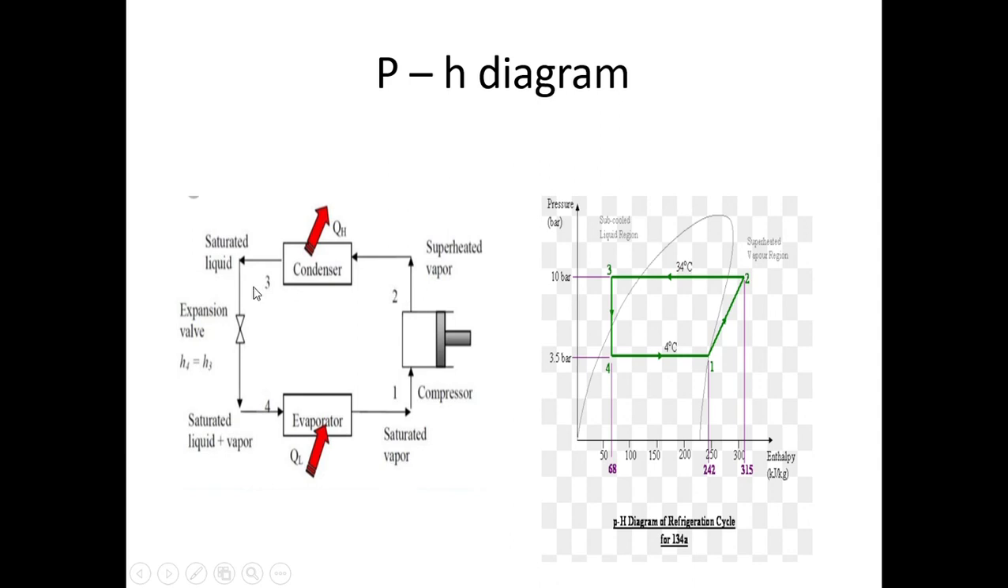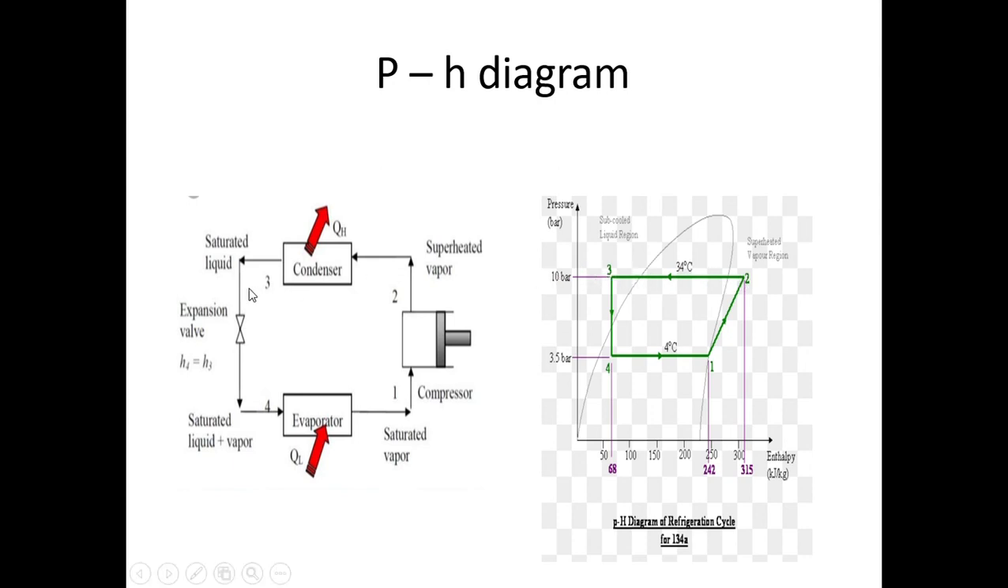Then 2-3 is the condensation process. Condensation is a constant pressure process because there is no pressure change in the condenser. So 2-3 will be a constant pressure line, a straight line, perpendicular to the pressure axis. Okay, so it's a constant pressure line.